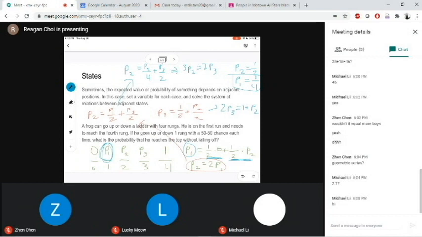So P1 equals half times 0 plus half times P2. That's just how it works. Because you consider the next case, the problem after one move, and you take all possible cases and the probabilities of them, and then you add them up. Okay, that makes more sense. Yeah.